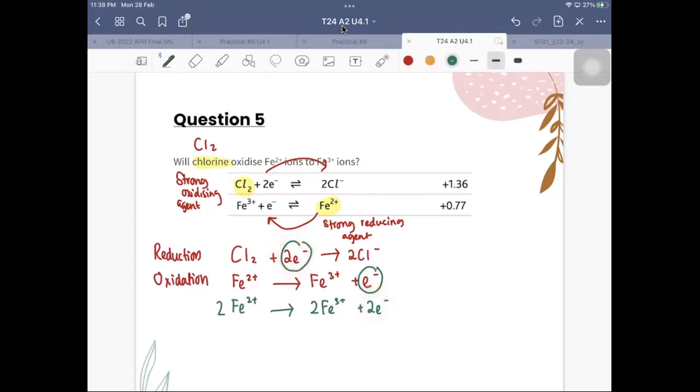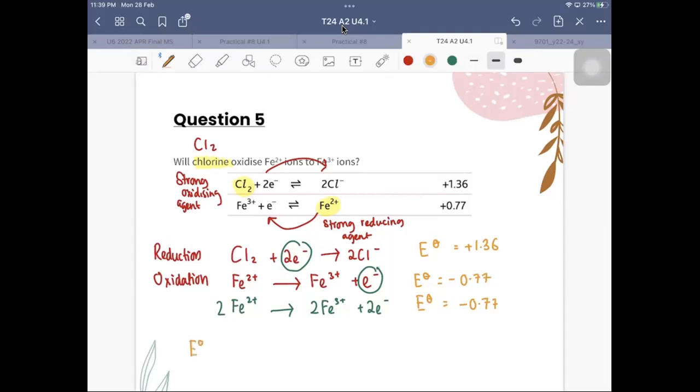Another thing that I forgot to include is the E0 value for each reaction. So chlorine in the direction of reduction is just +1.36. Fe2+ to Fe3+, which is the reverse reaction, the E0 would be -0.77. Okay, so it's the same whether it's Fe2+ to Fe3+, the E0 is also -0.77, or Fe2+ to 2Fe3+, the value of the E0 is the same.